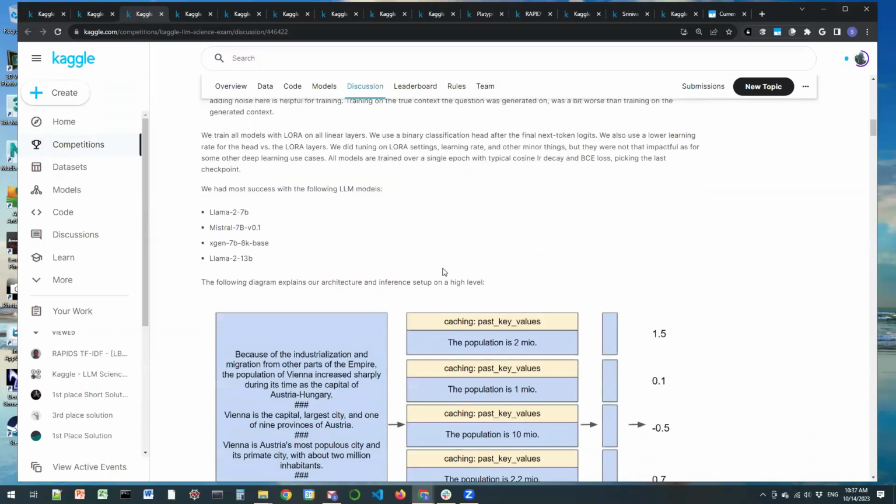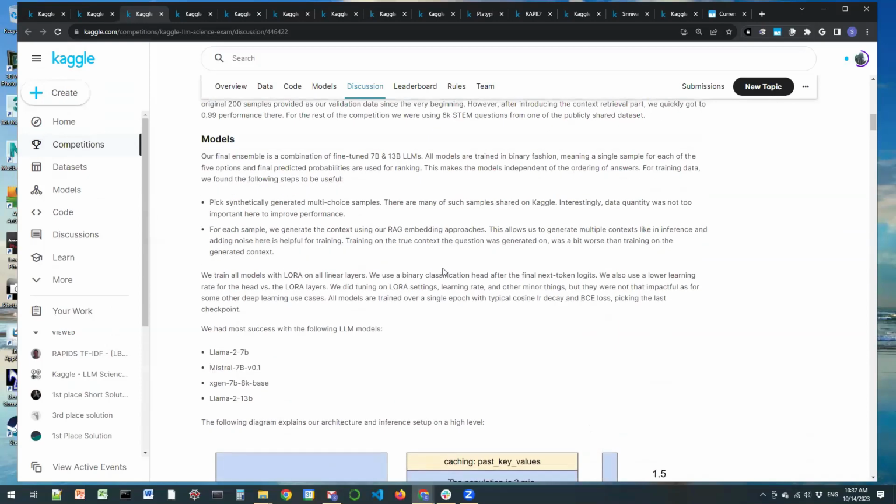In his solution, because he'd found that the more models he had, the better, he went down the path of trying to get the models to run as quickly as possible.